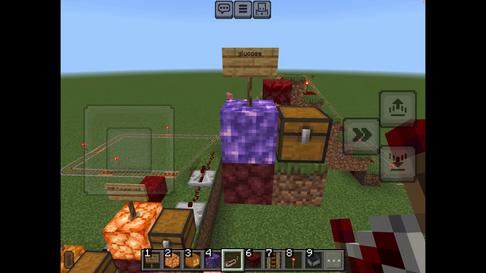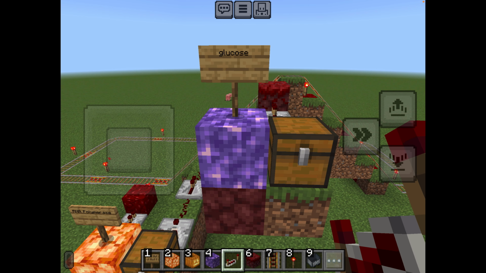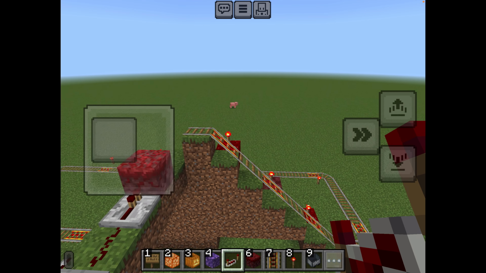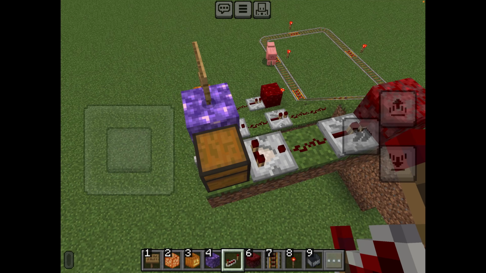So starting with glucose, if glucose is present, then we don't have an activator. We're not activated. But if glucose is absent, then we do have an activator. So if we look at my rail, my powered rail here is activated. And that's because my chest is empty.